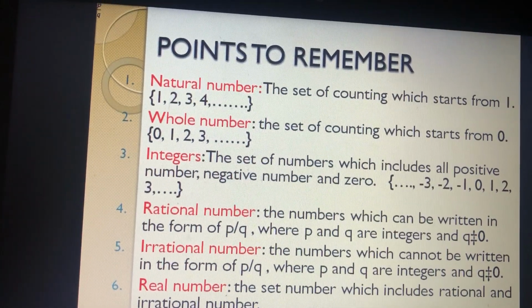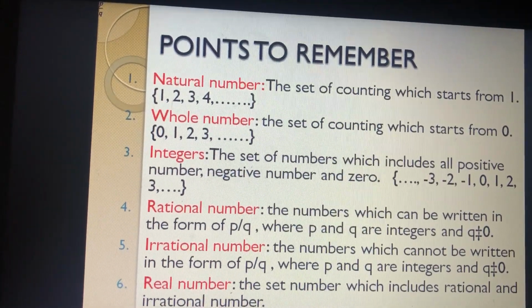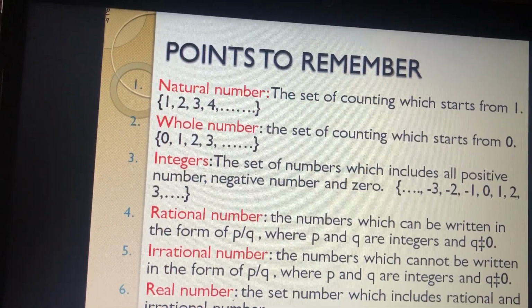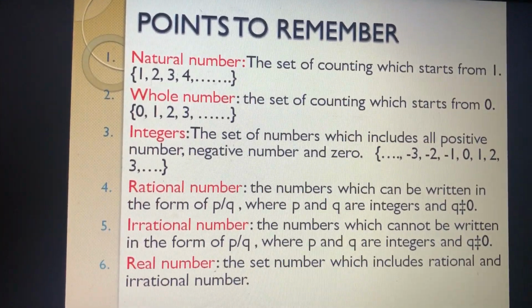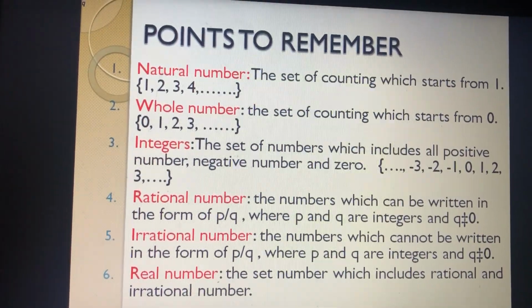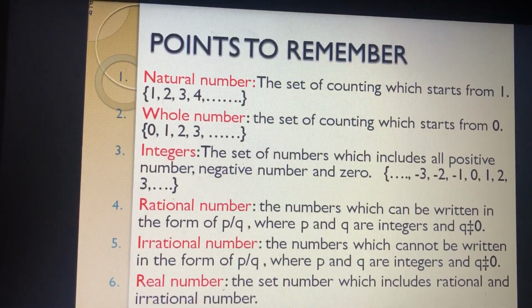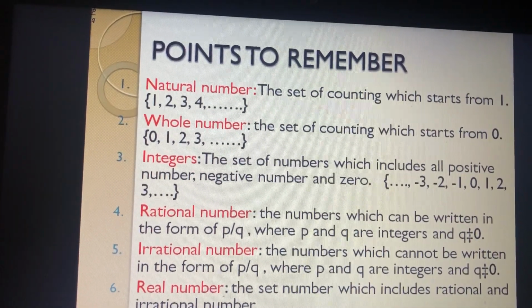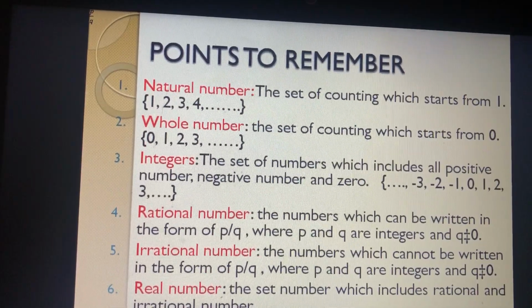What is a natural number? Natural numbers are the set of counting numbers which starts from 1, that is 1, 2, 3, 4. Whole numbers are the set of counting numbers which starts from 0: 0, 1, 2, 3. Integers are the set of numbers which includes all positive numbers, negative numbers and 0, that is -3, -2, -1, 0, 1, 2, 3.